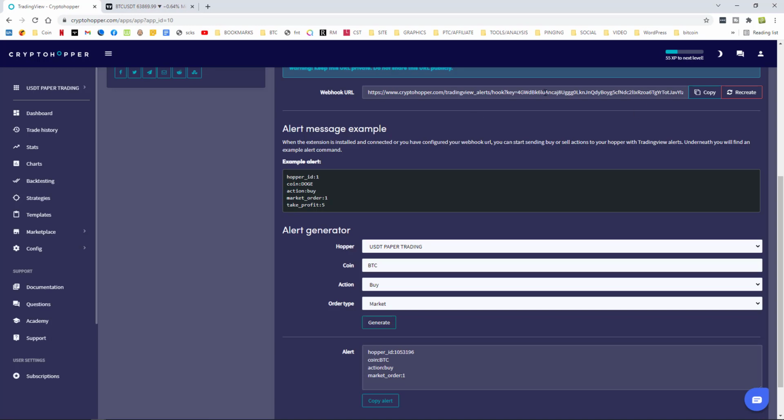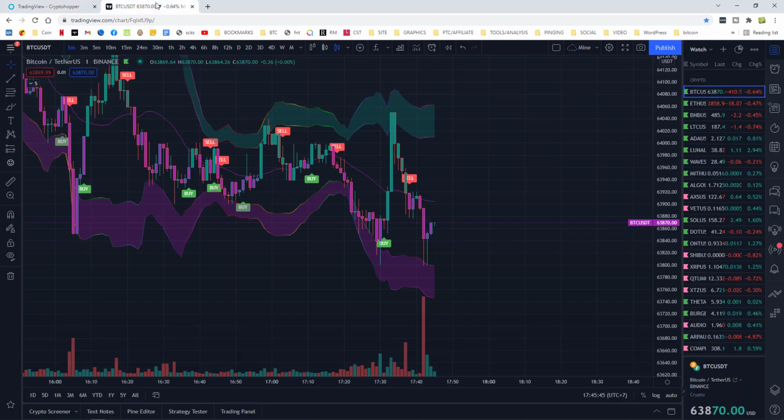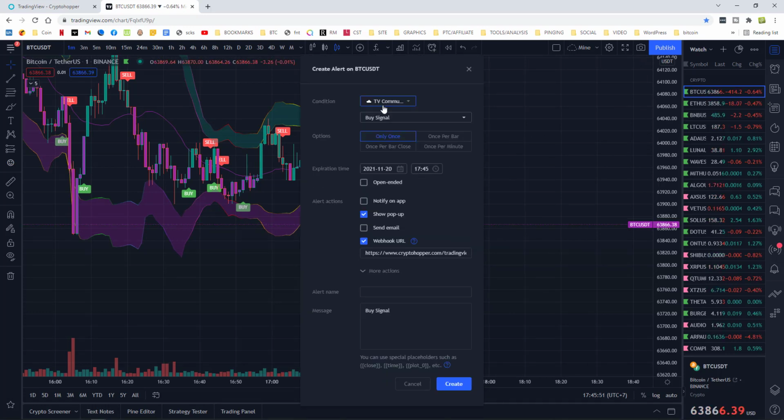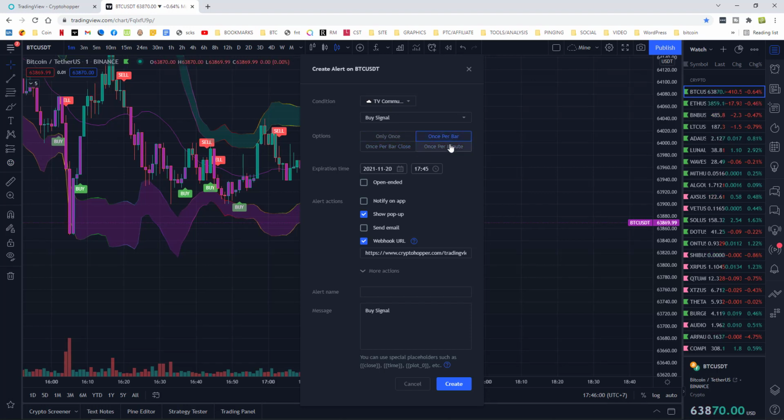So let's have a look. We've got our BTC buy signal, copy that alert there, go back into Tradingview. We might just catch it. BTC Tradingview Community Alerts, that's the signal that we're using. Only once. Before I had it on one of these other settings and the bot just kept buying many times. If you only want to do it once, set it to this.